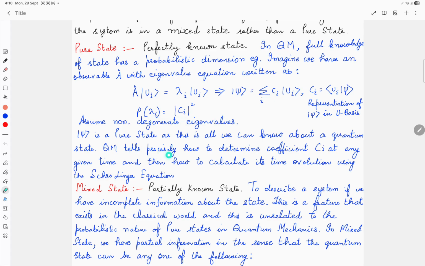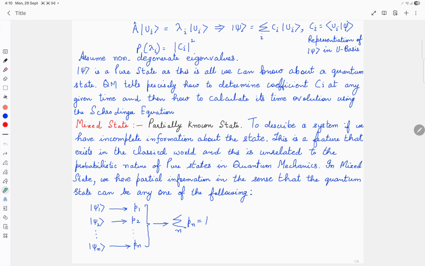Quantum mechanics tells us precisely how to determine the coefficient c_i at any given time, and then how to calculate its time evolution using the Schrödinger wave equation. So using quantum mechanics, we will be able to find the coefficient c_i, and we will use the Schrödinger wave equation for exploring the time evolution, and we will come to know the final minimum energy state in that case.